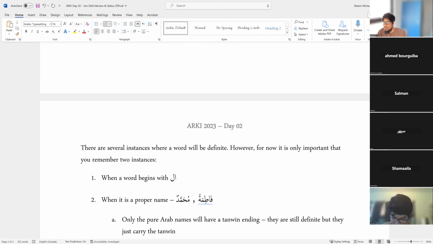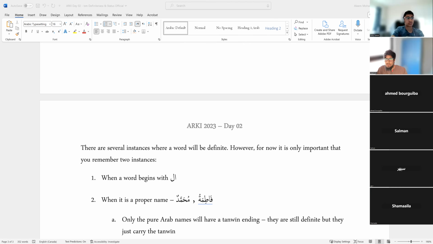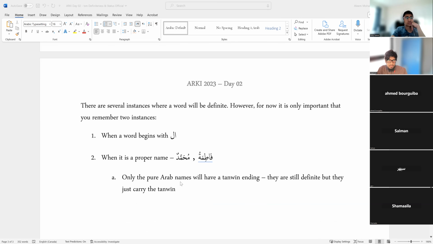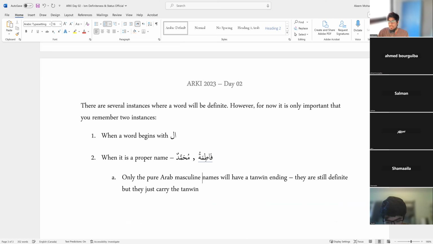Somebody asked the question, how does one recognize if the name is pure Arab or not? That will come with time. As you read more Arab-based texts, then you'll be able to get that understanding, inshallah ta'ala. Pure Arab masculine names. Yes, I will put that in there. Pure Arab masculine names. Thank you. Okay. So let's try some examples here, guys.